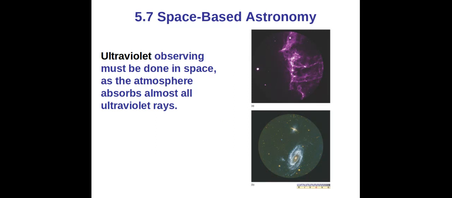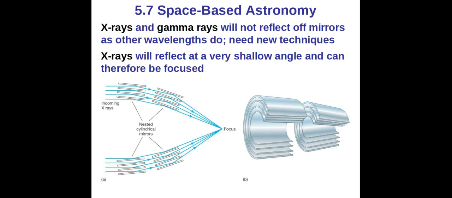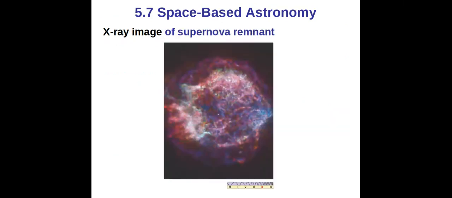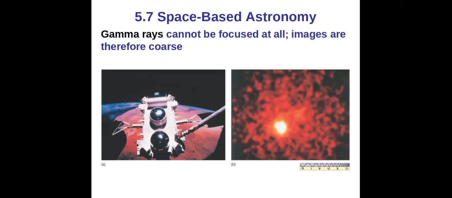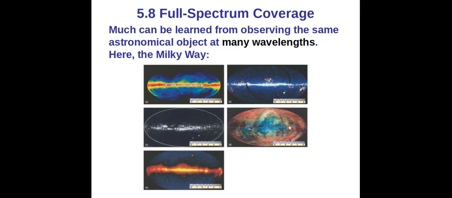We also take UV images, but we have to get those out of our atmosphere because our atmosphere blocks the UV rays. And then there are also X-ray and gamma ray telescopes that are very difficult because of the high energy nature of the particles. So here is an X-ray image of a supernova remnant. And here is a gamma ray image. Can't really be focused at all. You can just kind of see where the gamma rays are coming from.